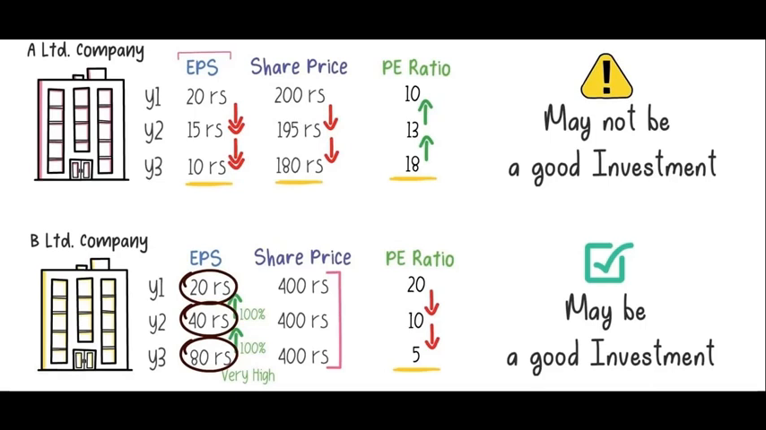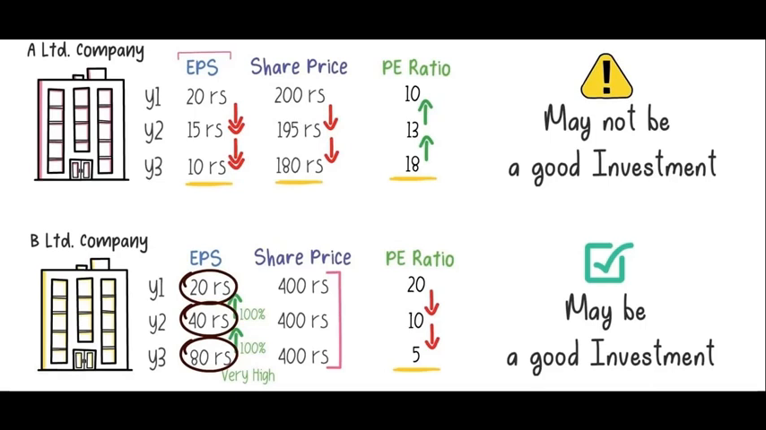B Limited company, the EPS has increased consistently in the 3 years from 20 rupees to 40 rupees to 80 rupees. The share price for the 3 years is same, 400 rupees. And so, because the EPS has increased, PE ratio has come down from 20 to 10 and from 10 to 5. So, because the PE ratio has decreased, it is a good investment. So, a lower PE ratio is a good signal.